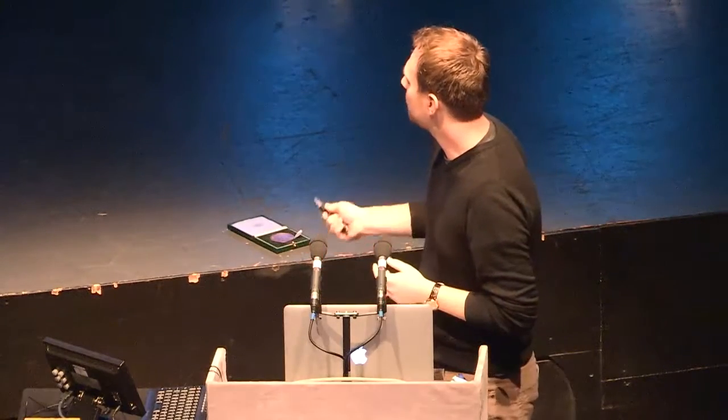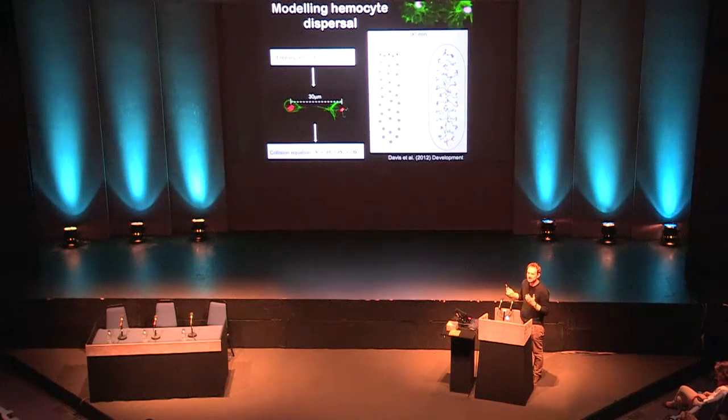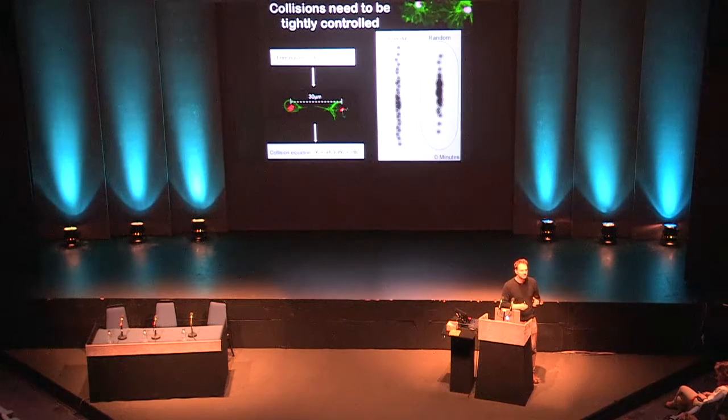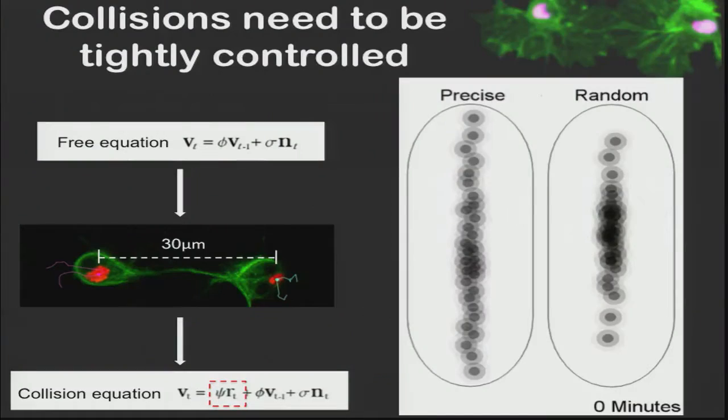So after we published this work, we then started playing with several of these parameters in the model to see how robust this final pattern is to those parameters. And one of the parameters we looked at is this here, which is psi-RT. Now, this just simply states how repellent the cells are from each other.